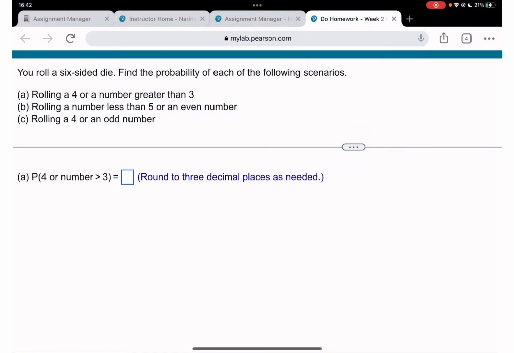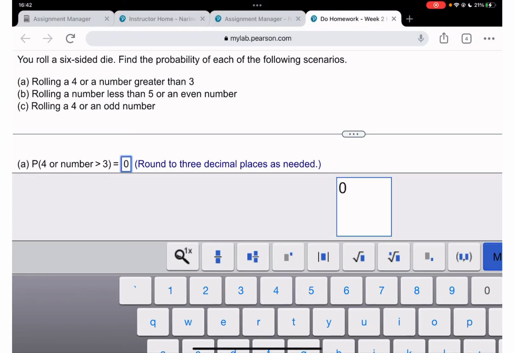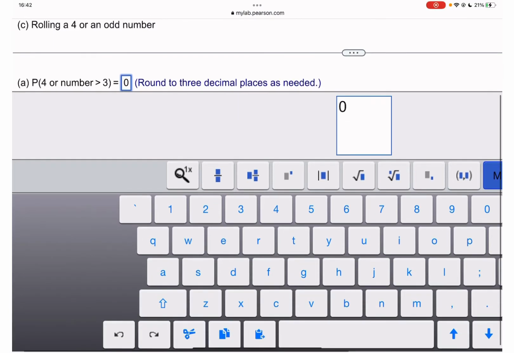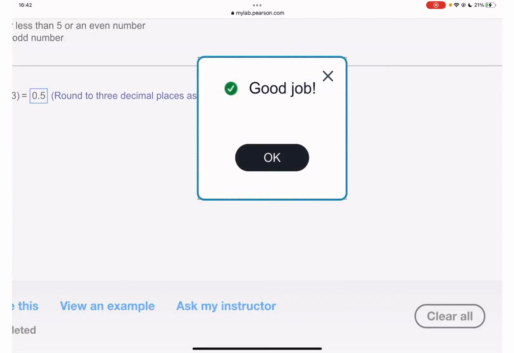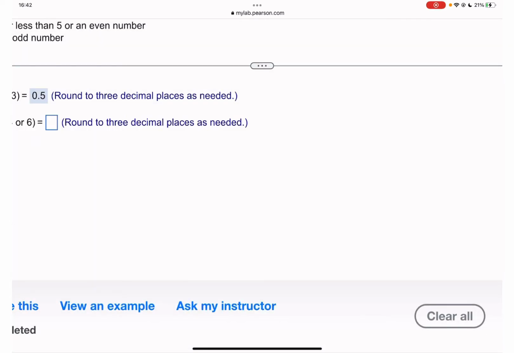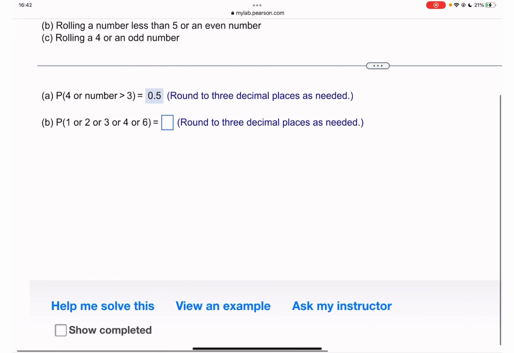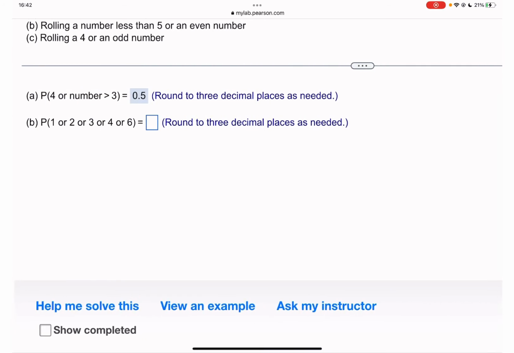Let's put that number. Okay. Good job. Moving to next question. What do we have in this case? Probability of 1 or 2 or 3 or 4 or 5, or 4 or 6. So we have two choices. Here is missing only 5, right?